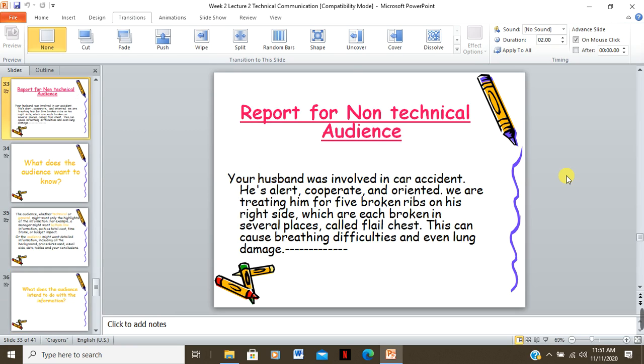So if the same report was written for a non-technical audience, how might it sound? It may sound like this. Your husband was involved in a car accident. He is alert, cooperative, and oriented. We are treating him for 5 broken ribs on his right side, which are each broken in several places, called flail chest. This can cause breathing difficulties and even lung damage.